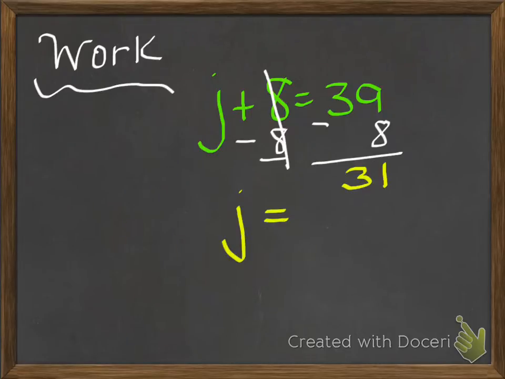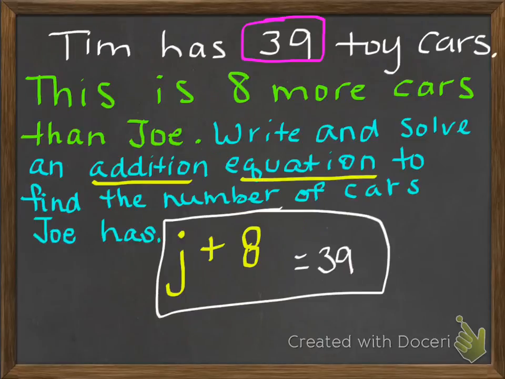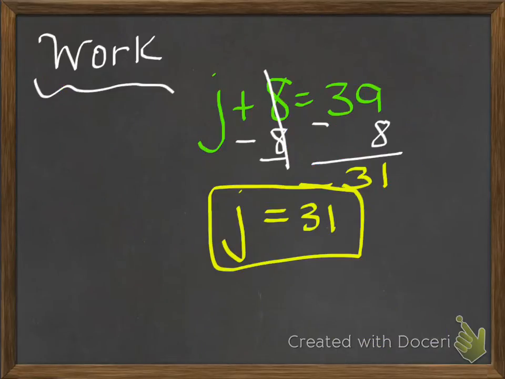So now you know that Joe has 31 cars. Put a box around that. You can even add that to your previous answer. Joe equals 31. Perfect. All right, so now the last thing that you need to do is to make sure that you are checking your answer. All right, so to do the check, you want to make sure that you start with your original problem.